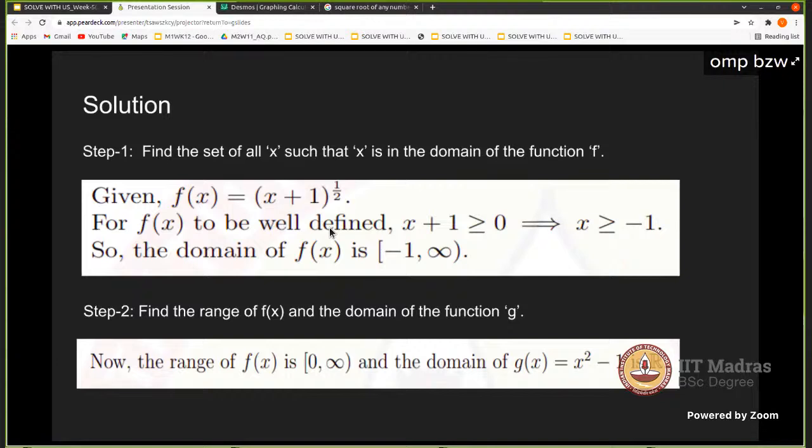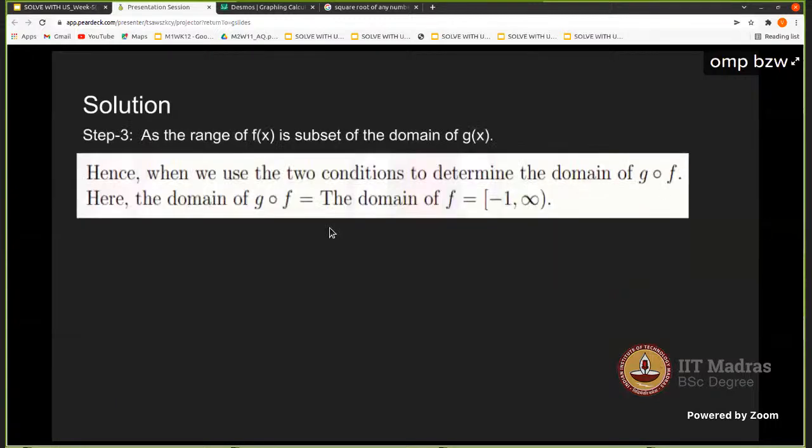Now you observe the range of this f of x is actually a subset of this domain of g of x. So whatever outputs I get from f of x are all defined in this particular function g of x. So if range of f of x is a subset of domain of g, then we use those two conditions which we have talked about earlier. What we will get is the domain of G circle F will be the domain of F only.